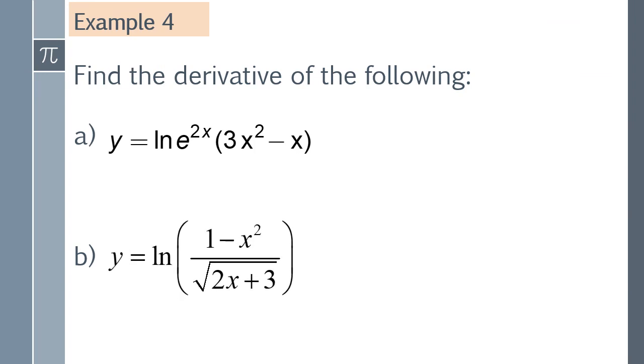Example 4. Find the derivative of the following. A. y is equal to ln e to the power of 2x times 3x squared minus x. And B is y equal to ln in bracket 1 minus x squared over square root of 2x plus 3.